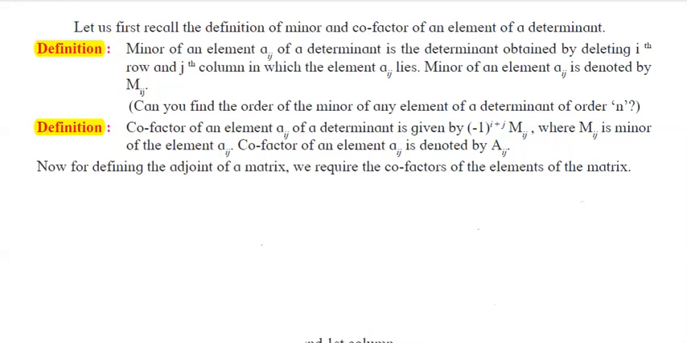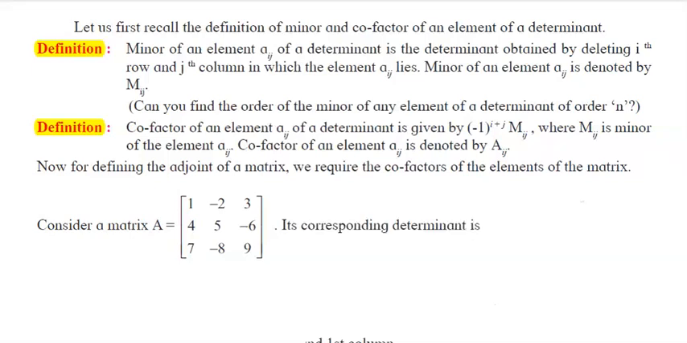See example. Consider matrix A with elements 1, -2, 3, 4, 5, -6, 7, -8, 9. The corresponding determinant of that matrix A is denoted by determinant A with the determinant sign, that is 1, -2, 3, 4, 5, -6, 7, -8, 9. So we have to expand that determinant. And once you are clear with that expansion of determinant, if the determinant value is non-zero, then only inverse of the matrix is possible. If it is 0, then inverse does not exist.